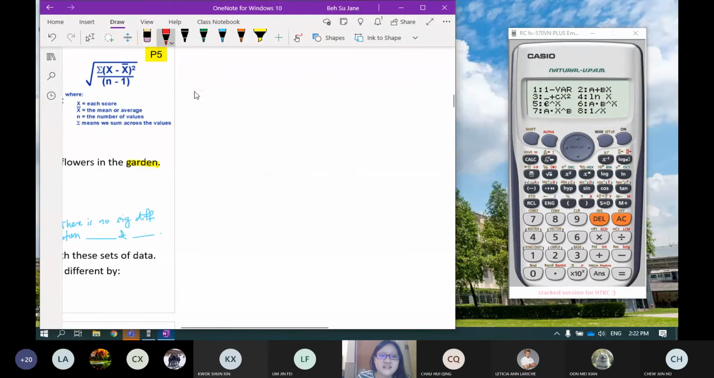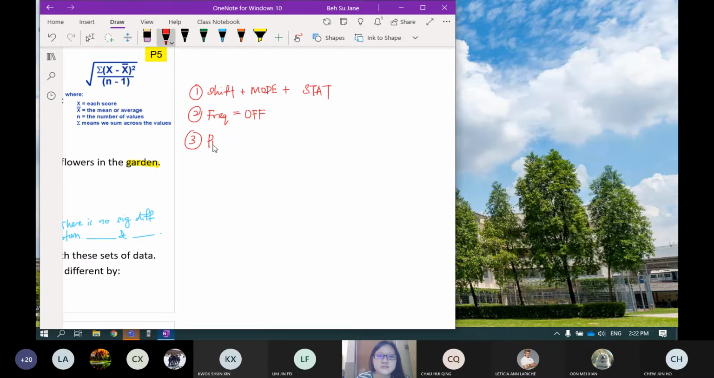I'm gonna write the directions here just in case you're a bit lost. So shift, mode, and then choose stat. And then make sure you turn off the frequency. We're not plotting a frequency table here of any sort, not like in maths. Okay, so we're gonna turn it off. We never use it in bio. And you can see this screen, then you press AC. Oh no, it crashed. It does this very often. I'm gonna repeat what I just did with you.